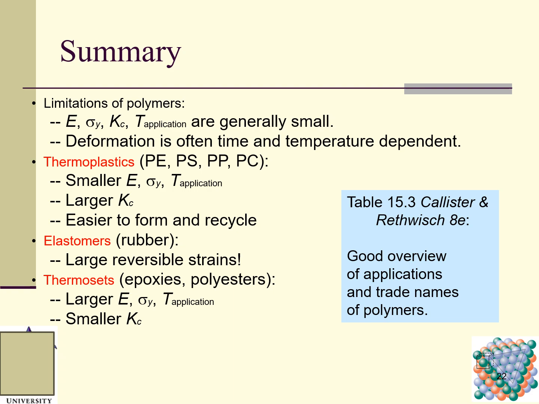For thermosets, for example epoxies and polyesters, they have larger Young's modulus, yield strength, and operating temperature, and smaller Kc. Because, as I said, ductility and strength are two competing mechanical properties. If one is high for the same material, the other must be low. You cannot have a material that possesses both higher strength and higher ductility. If you tell me this, I will ask you to show me where you get this information. I'm kidding.